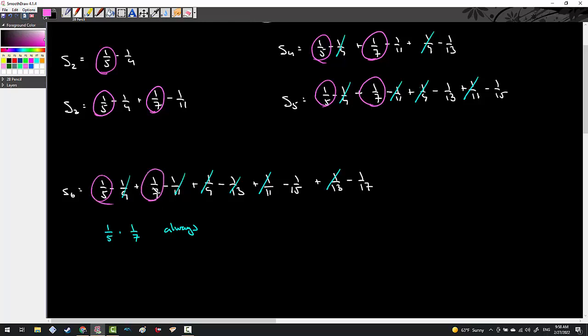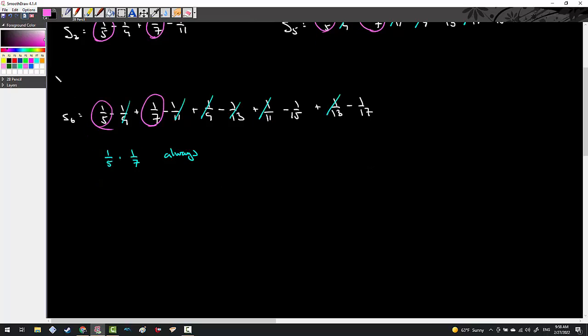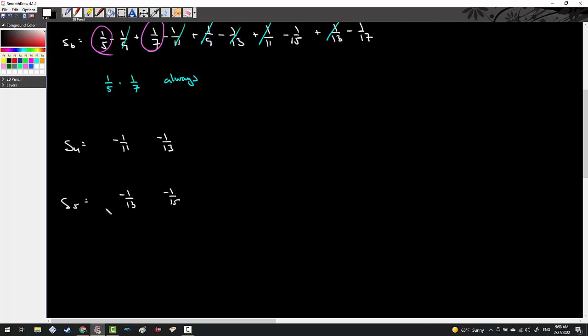Okay? And so now let's take a look at what survived in each category here. So starting with S sub 4, that's when things started to kind of cancel out. So it looks like a negative 1/11th and a negative 1/13th survived. In S sub 5, a negative 1/13th and a negative 1/15th survived. And in S sub 6, negative 1/15th and negative 1/17th seem to survive. So let's see if we can come up with a formula that allows this to happen.